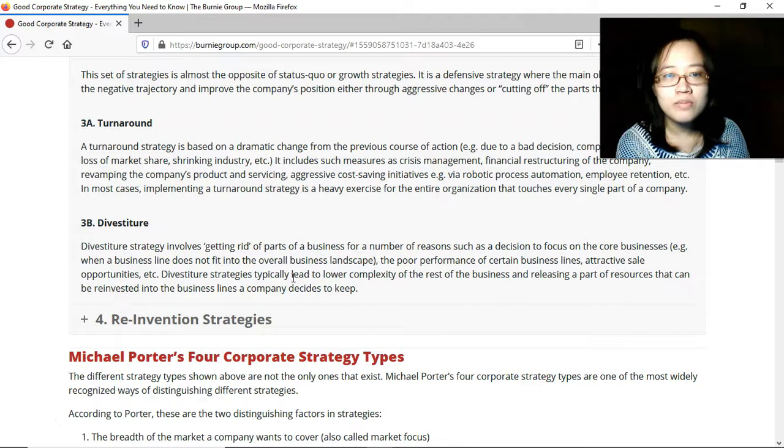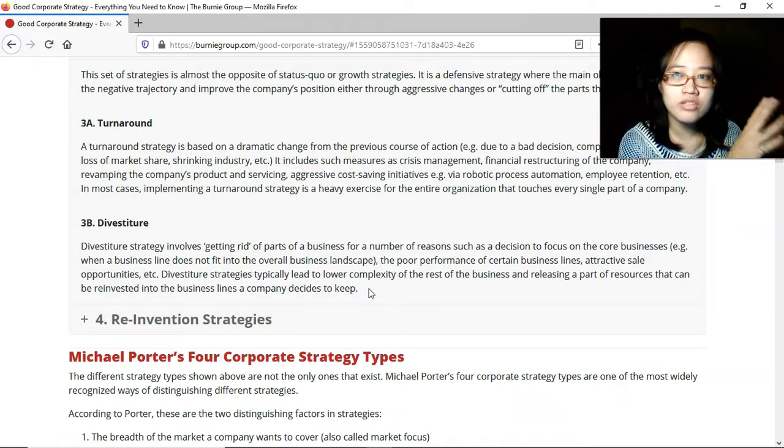Divestiture strategies typically lead to lower complexity of the rest of the business and releasing a part of resources that can be reinvested into the business lines a company decides to keep. Okay, so if you're going to cut off a certain product line, yung mga resources na dating nilalaan nyo doon, pwede nyo reinvest to other product lines.